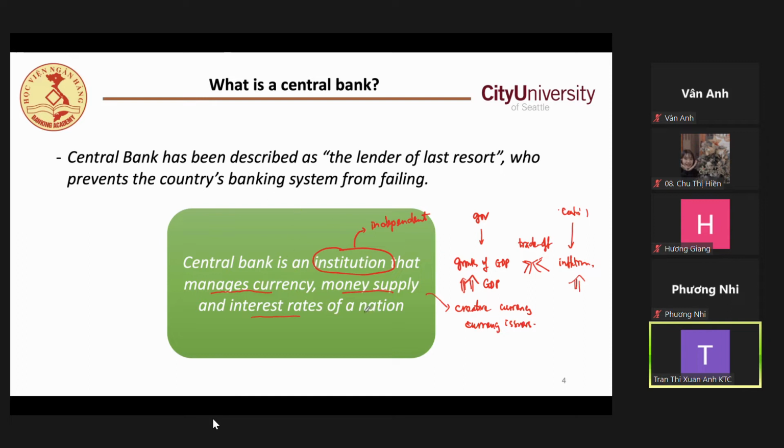So here I say, besides those key terms, the central bank has been described as the lender of last resort, cứu cánh cho vay cuối cùng. You should know this key term. The lender of last resort or last resort lender, the same meaning. It means the central bank prevents the country's banking system from failing.